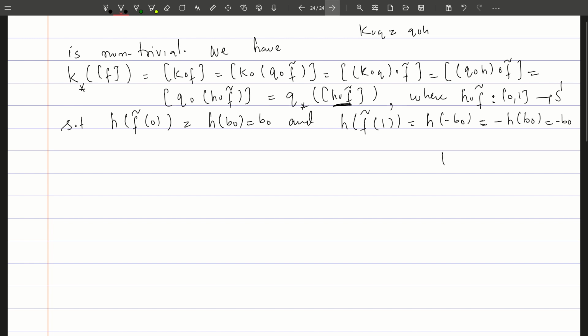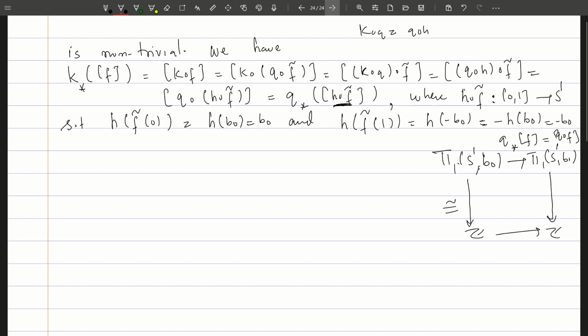I mean, we have pi 1 S1 b naught to pi 1 S1 b naught, and here we have the map q star, where q star takes the homotopy class f to q composite f, and here we have the isomorphism with Z, and this is the isomorphism with Z.